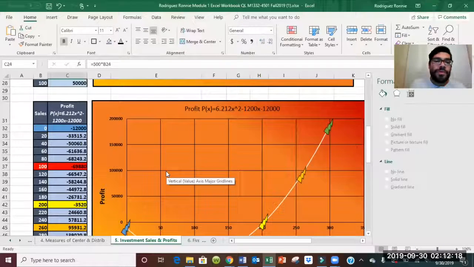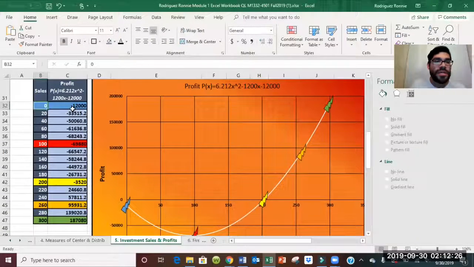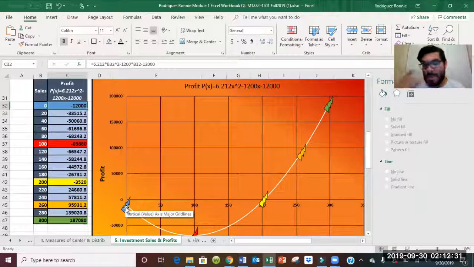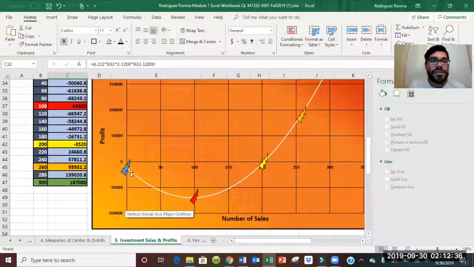And the example that we were given was Elon Musk and his sales of flamethrowers. When he first started at zero sales, he had a negative $12,000 profit, most likely because he had to spend money to make money. And you can see for the first 100 sales, he just continued to lose money until finally, right there at about 100 sales, that's the lowest point, he started finally rising and making money. And just after 200 sales, he finally hit that zero mark where he started making a profit.